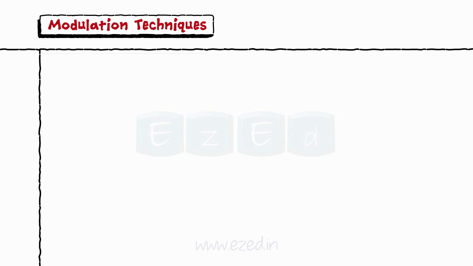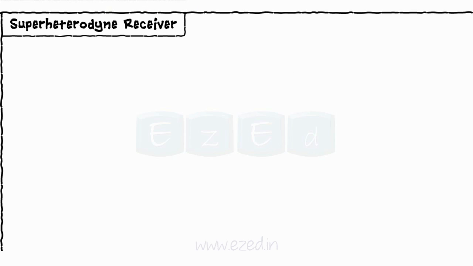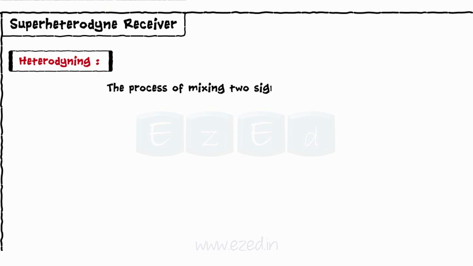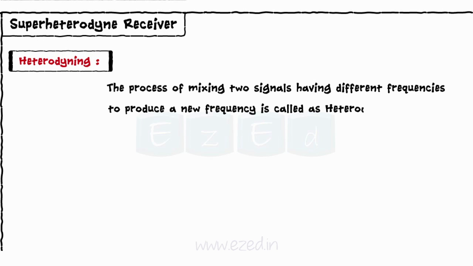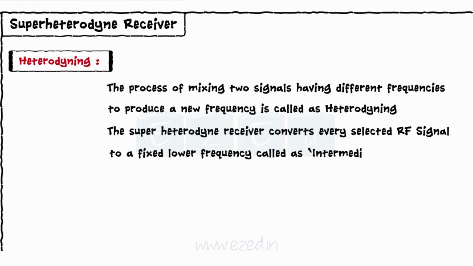Next, we will study a very important concept: the superheterodyne receiver. The process of mixing two signals having different frequencies to produce a new frequency is called heterodyning. The superheterodyne receiver converts every selected RF signal into a fixed lower frequency called the intermediate frequency.